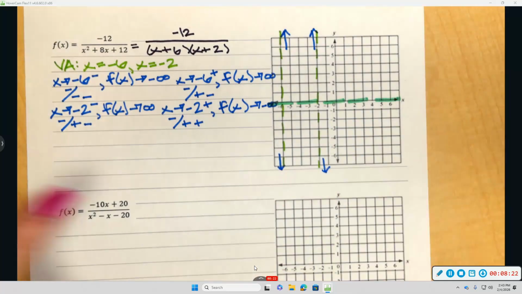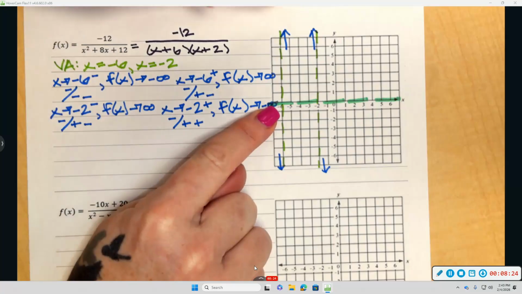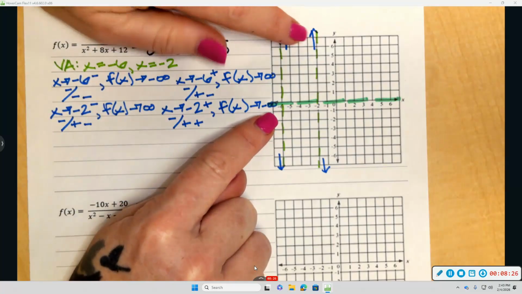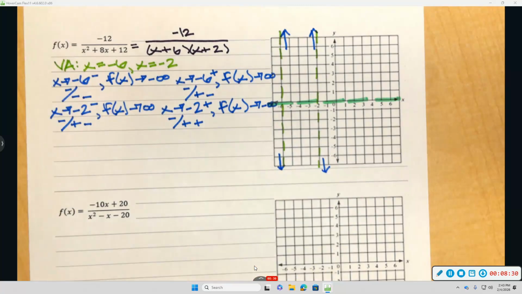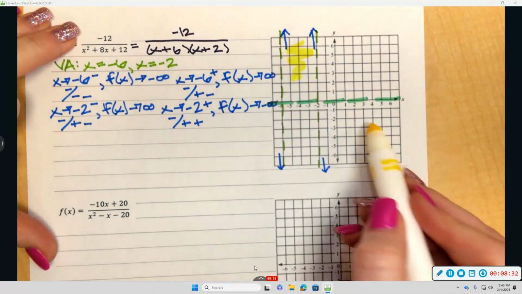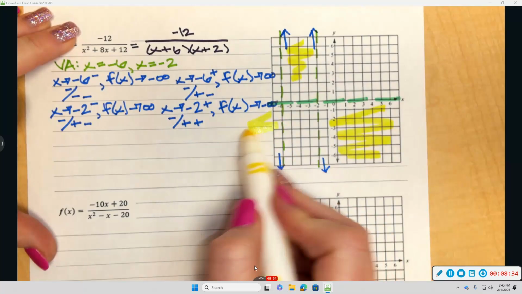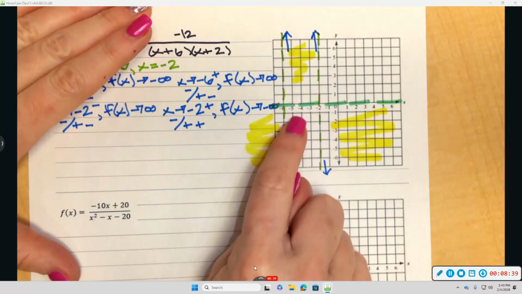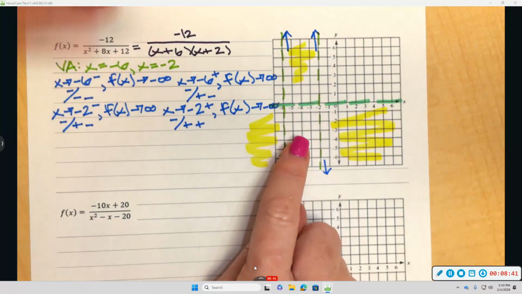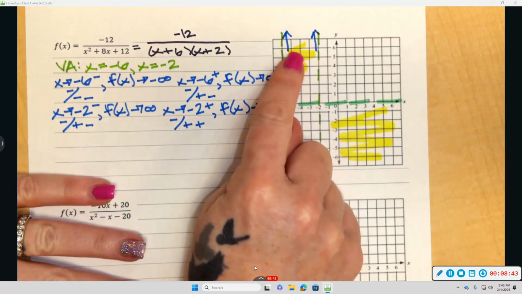So notice I have a horizontal asymptote. These two guys are up. These two guys are down. So what I'm expecting is graph here, graph over here, graph over here, right? Because we don't cross the x-axis. And we know we don't cross the x-axis because both of these are up, right?